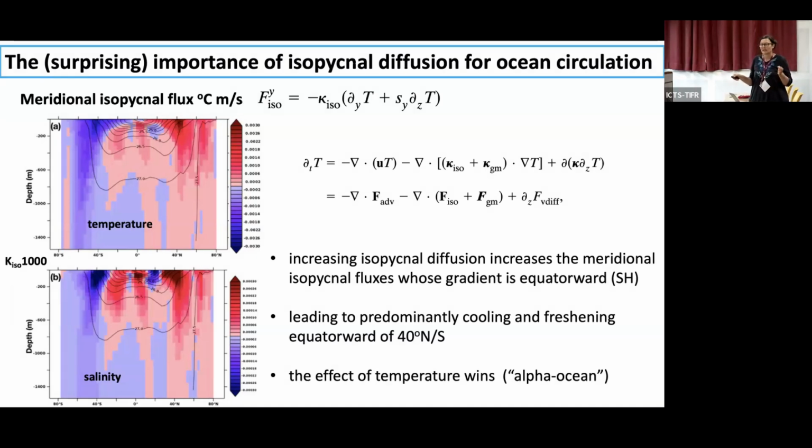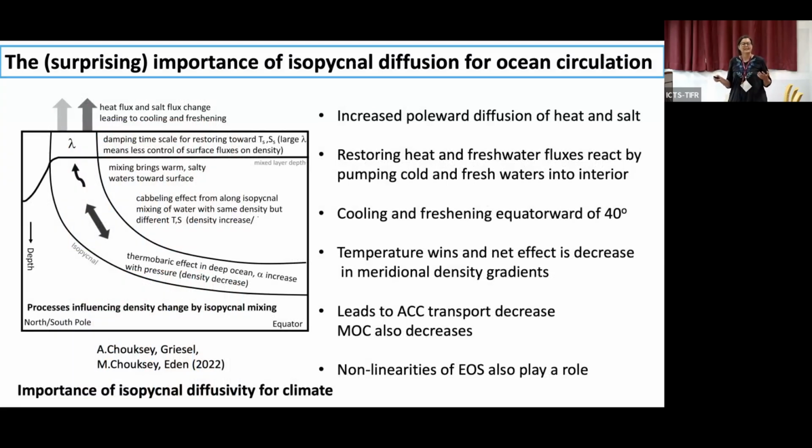And this is because in most of the oceans we have a so-called alpha ocean, where density is determined by temperature, so your expansion coefficient alpha. Only in the polar latitudes is it a beta ocean, where it is determined by salinity, at least below the mixed layer. As a quick summary of this part, we find a surprising importance of isopycnal diffusion for the ocean circulation.